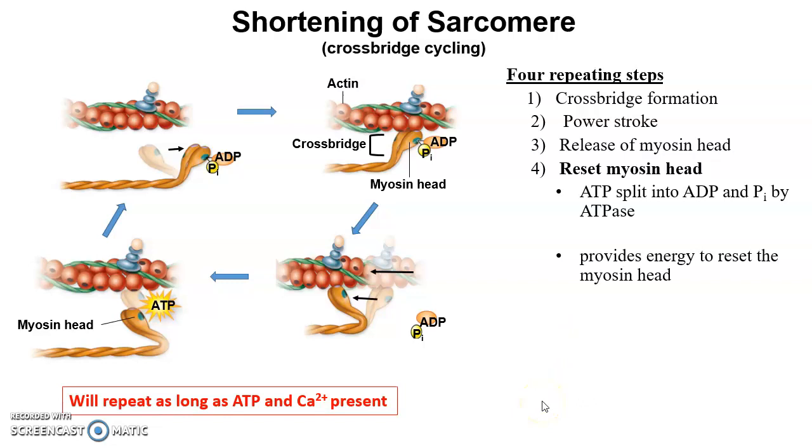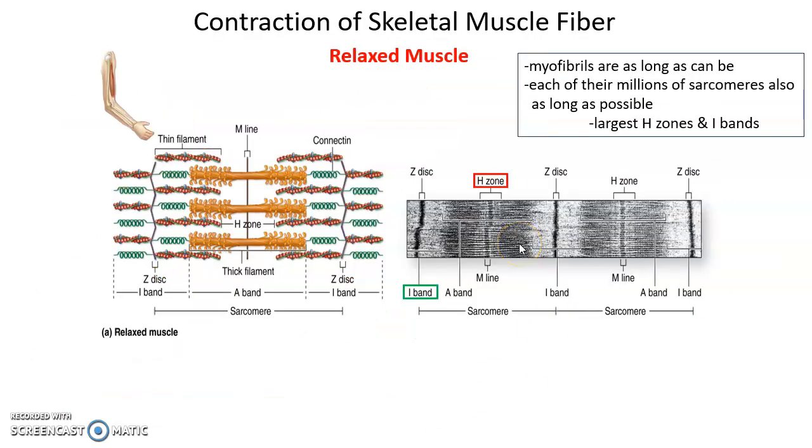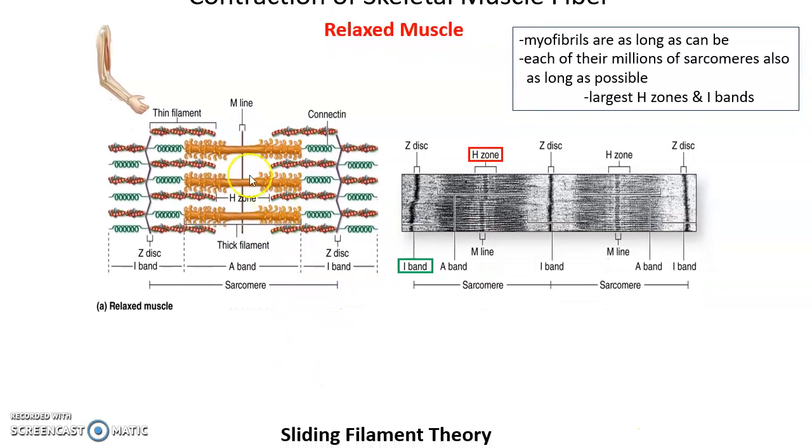And this cycle will continue as long as there is ATP in the muscle cell and as long as there is plenty of calcium ions present. So here we have a relaxed muscle, and it has in it the thick filaments, the thin filaments, the Z discs, the M line. You have a nice large H zone, nice large I bands at the ends. So the myofibrils are as long as they can be. Sarcomeres are as long as they can be, with large H zones and I bands.